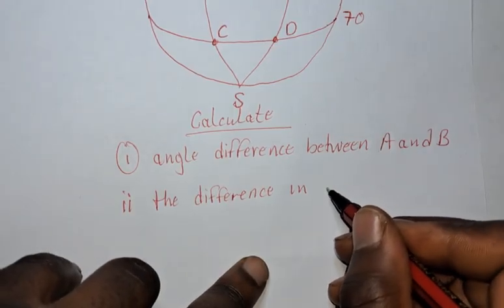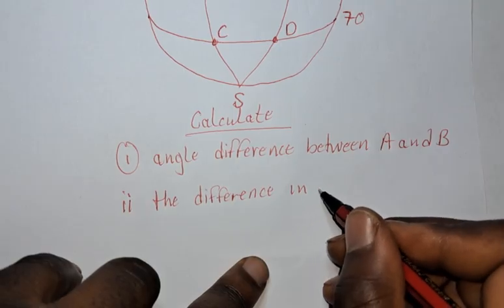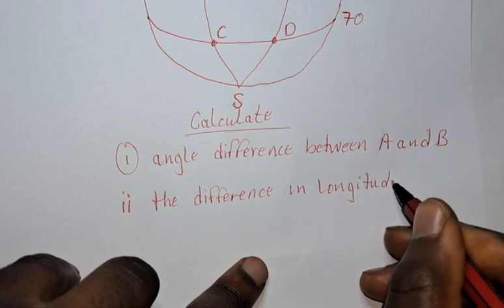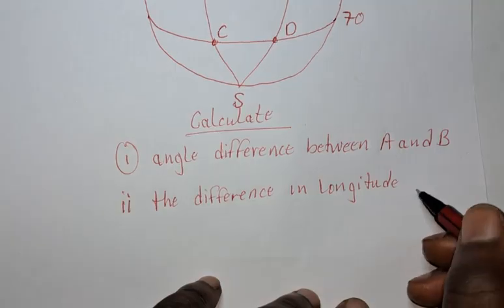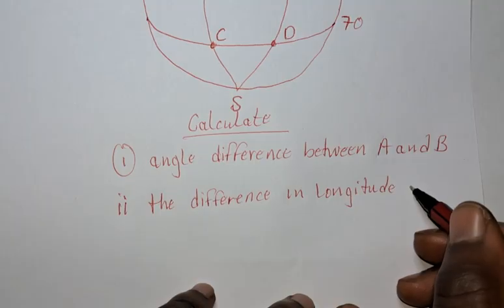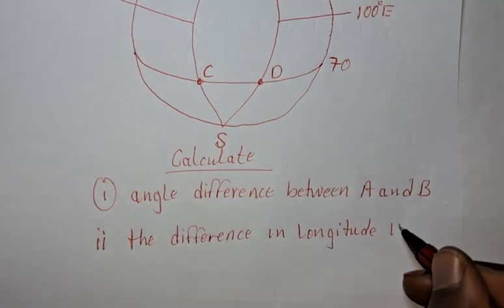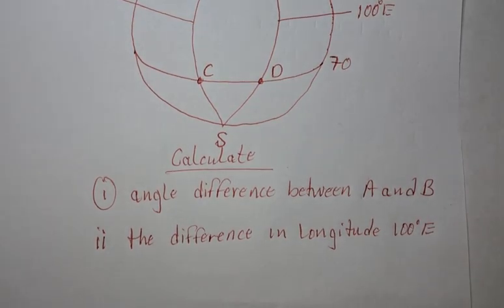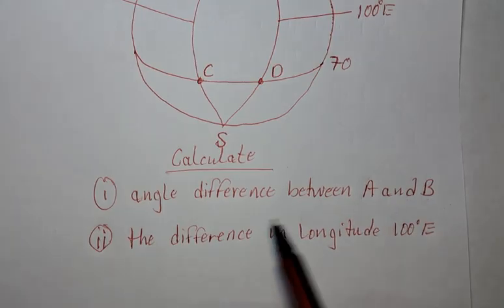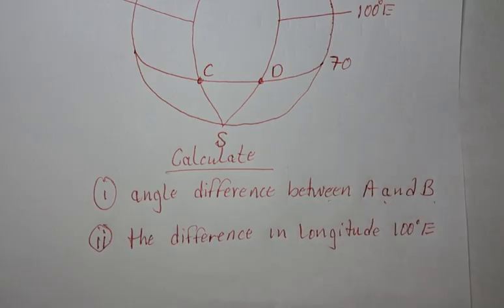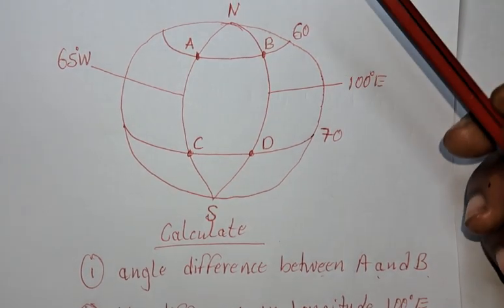So they can say find the difference in latitude, or let's say maybe in longitude, but mainly they like asking in latitude. The one I've given here is latitude. In longitude, we are going to indicate 100 degrees east. So you can know the angle difference in longitude, and you can also know the angle difference in latitude. The first one is saying calculate the angle difference between A and B, meaning between the two given points A and B.